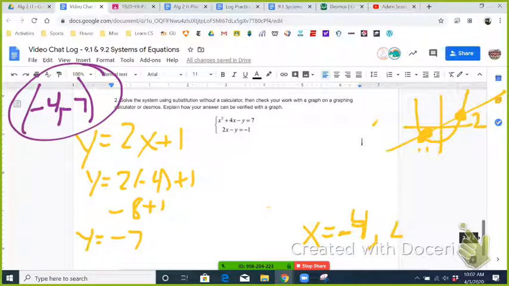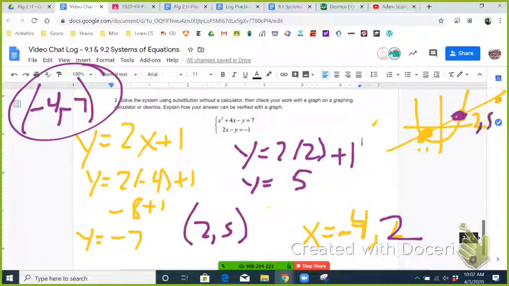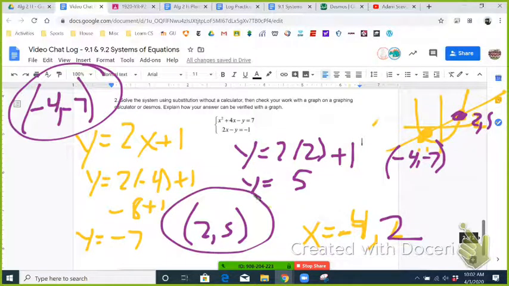And then another solution would be when we plug in 2 in there. So we get y equals 2 times 2 plus 1. So we get 5. So when x is 2, y is 5. So our two solutions are two different points where these graphs intersect. One at 2 comma 5 and one at negative 4 comma negative 7. Alright, so those are our two answers here.